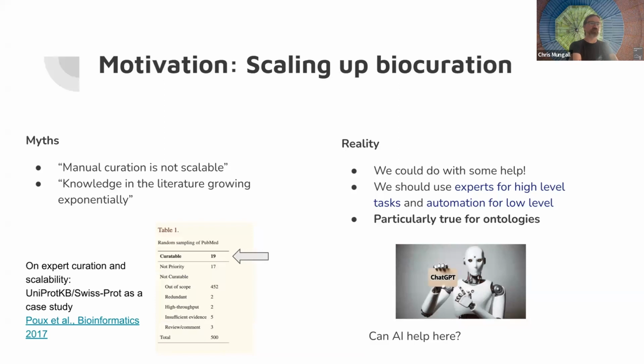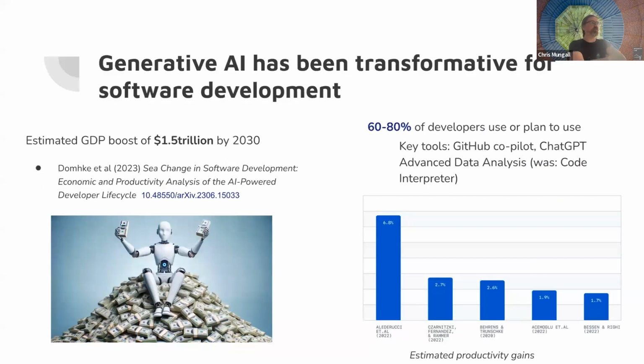Unfortunately, we don't get the level of funding that we would like. And we really want to free up our experts for doing high-level curation tasks and automate as much of the low level as possible. And I'm including ontology editing within curation here, and I think this is particularly true for ontologies as well. So the question is, can AI and some of these newer AI methods help here?